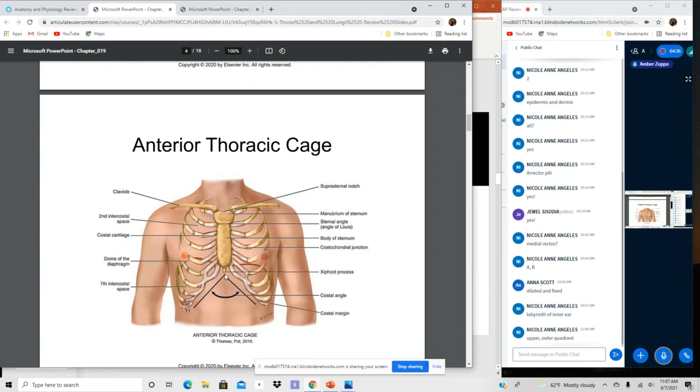At the bottom of the sternum is the xiphoid process. You have your diaphragm here. You can see this red squiggly line, the dome of the diaphragm. Okay? And then the angle of Lewis, which is the sternal angle that we're talking about, is right here. It's next to the second rib.